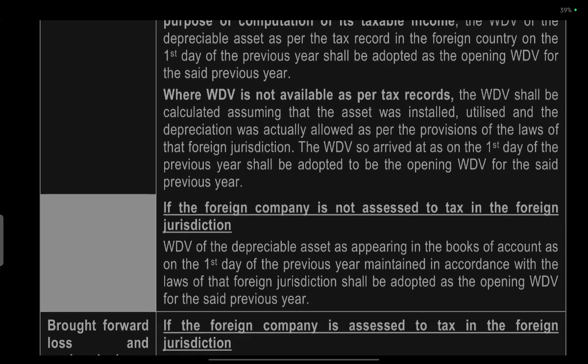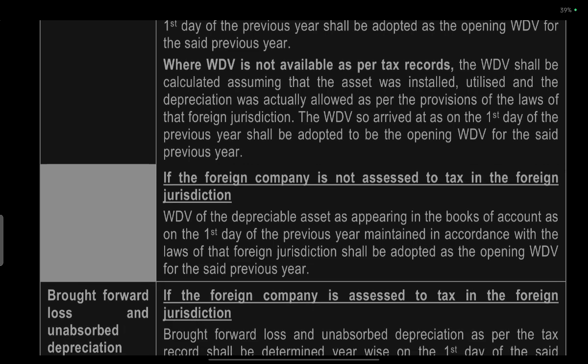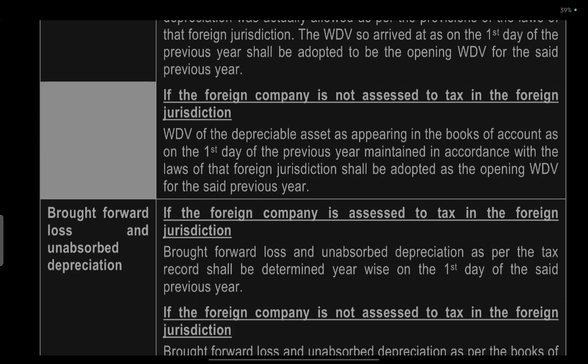When the WDV is not available for the tax period, WDV shall be calculated assuming that the asset has been installed, utilized and depreciated as actually allowed as per the provisions of laws of the foreign jurisdiction. The WDV so arrived at as on the first day of the previous year shall be adopted as the opening WDV for the said previous year. If the foreign company is not assessed to tax in the foreign jurisdiction, the WDV of a depreciable asset as appearing in the books of account on the first day of the previous year, maintained in accordance with the laws of the foreign jurisdiction, shall be adopted as the opening WDV of the said previous year.